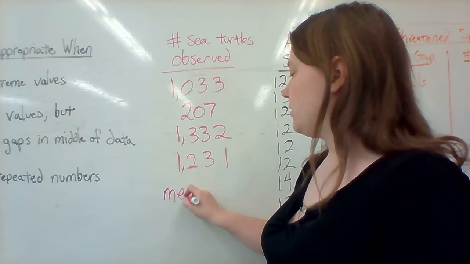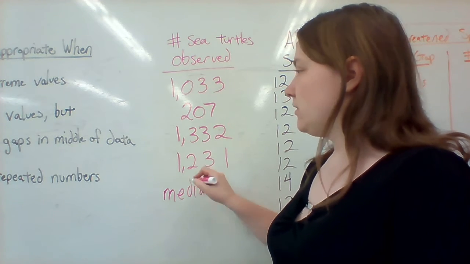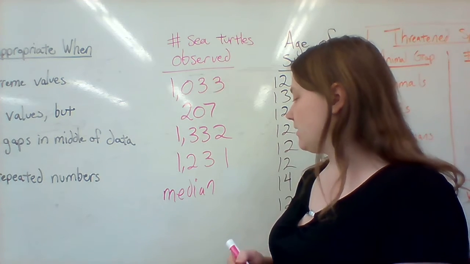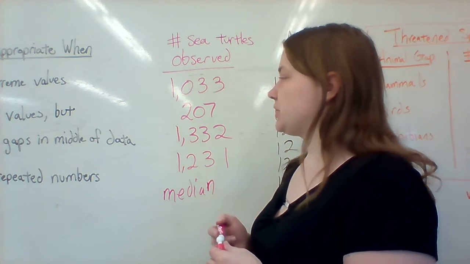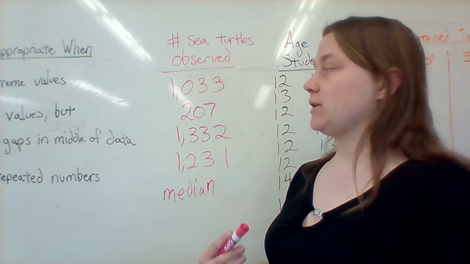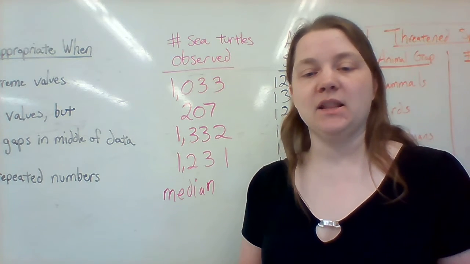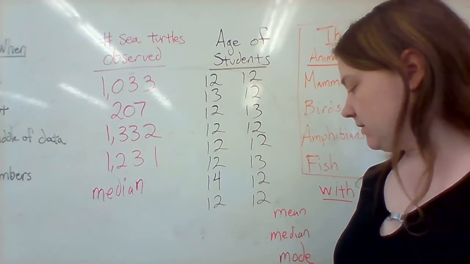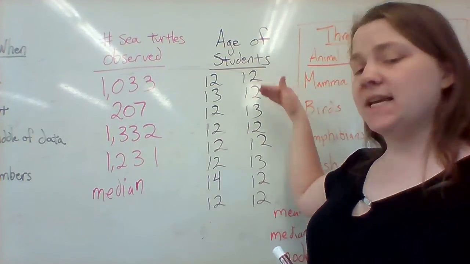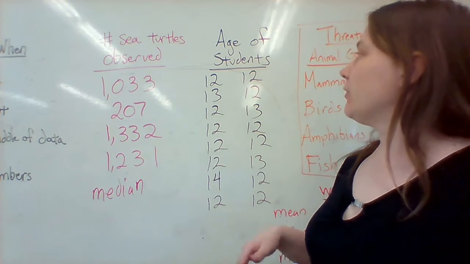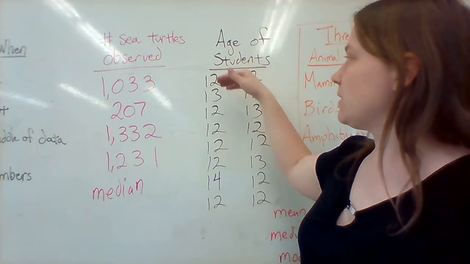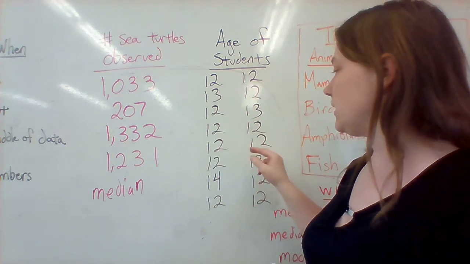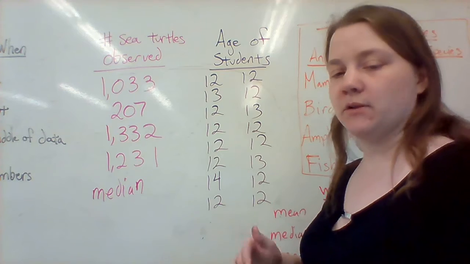You would best get a snapshot of this data using the median, because there is an extreme value but no gaps in the middle of the data. The second set of data that we have is the age of students. Looking at this, we have a student who's 12 years old, 12, 13, 12, 12, 13, 12, 12, 12, 12, 12, 13, 14, 12, 12, 12.